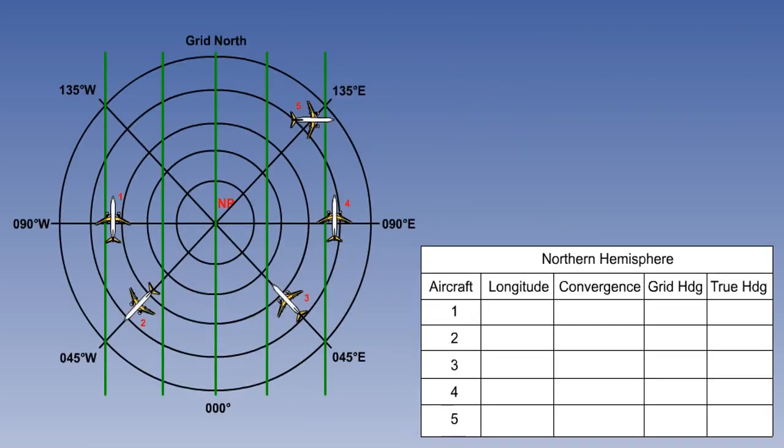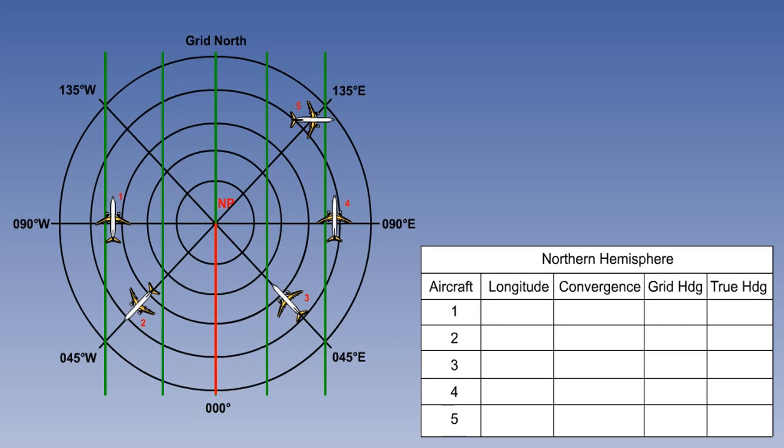Here we have a North Polar stereographic projection. Therefore, the n factor is 1, and the chart convergence between any two meridians is simply equivalent to the change of longitude. We are going to work out the relationship between grid and true for each aircraft, firstly by inspection of the diagram and common sense, and then secondly by use of the rules on convergence.